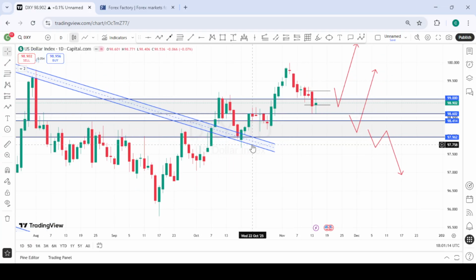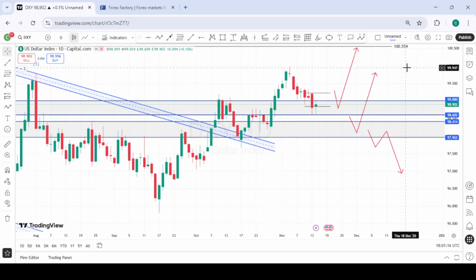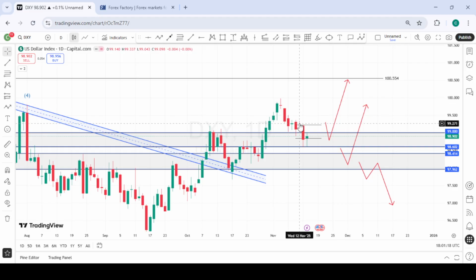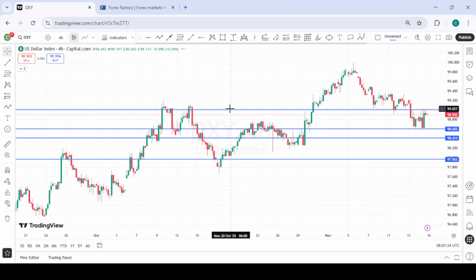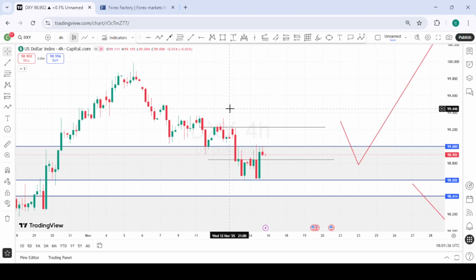So we have here DXY. We had this setup from the previous weeks where we're anticipating DXY to pull back to this very first zone or the second zone to give us some reactions. And as we can see, price has entered our very first zone and we are already having a reaction from the zone. So we are going to drop down to the 4-hour time frame to see what is happening on DXY.